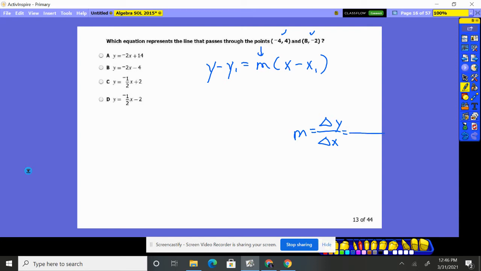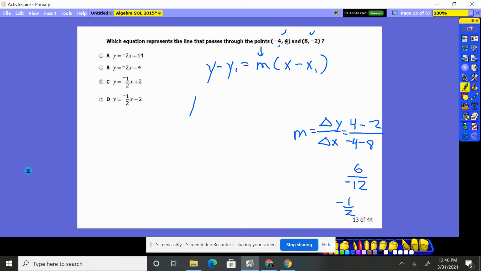So let's subtract our y's. I'm going to go 4 minus the -2. Since I started with this 4, I'm going to start with that x value of -4 minus 8. 4 minus -2 is 6. In the bottom, -4 minus 8 is -12. This looks like it's -1/2. The slope is -1/2. So right away, it's got to be C or D, because those are the only ones that have a slope of -1/2.